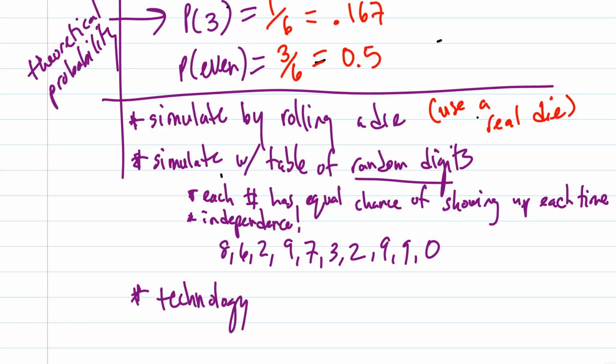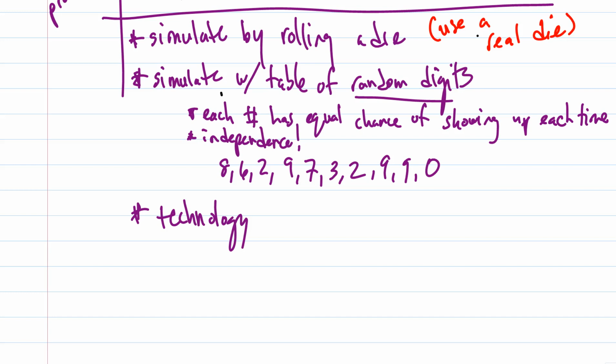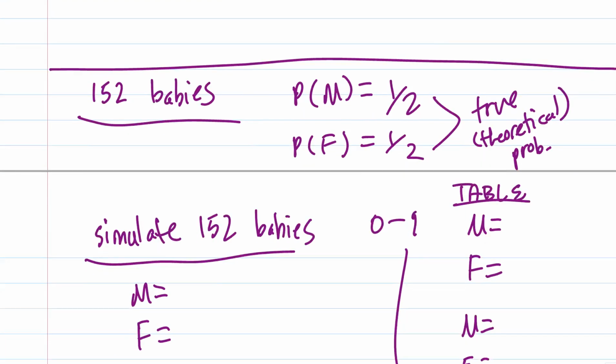We can also use technology to do this, and I'll show you that. With our calculator, we will use random integer as the command. We'll have a minimum, a maximum, and then how many we want to generate. Okay, so I'm going to go ahead and use this table first, and then we'll use technology, and we'll show how we could simulate.